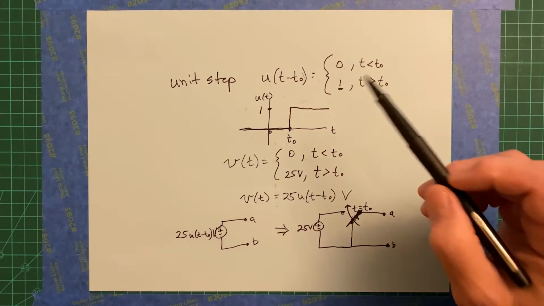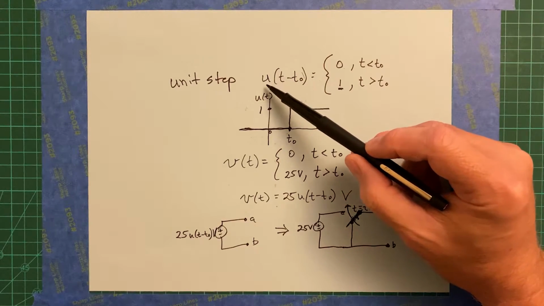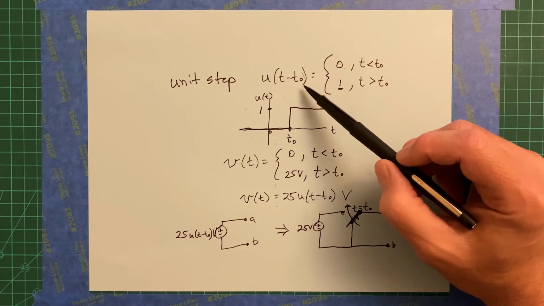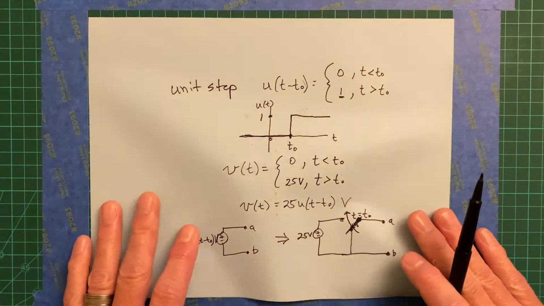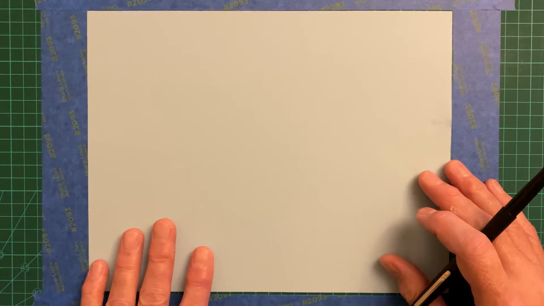So think about it in those terms, and maybe it'll be less confusing. It's going to be either 0 if what's inside the parenthesis is negative. It's going to be 1 if what's inside the parenthesis is positive. Okay? So with that said, let's do 2 or 3 examples here.